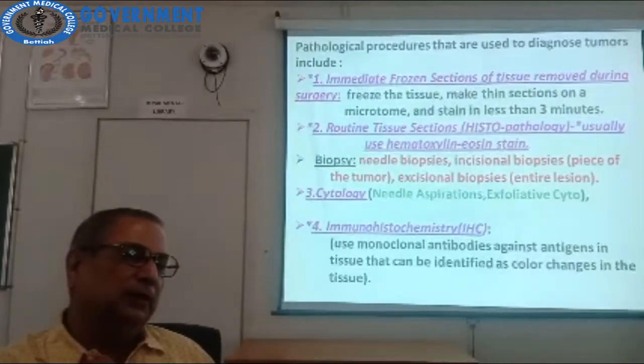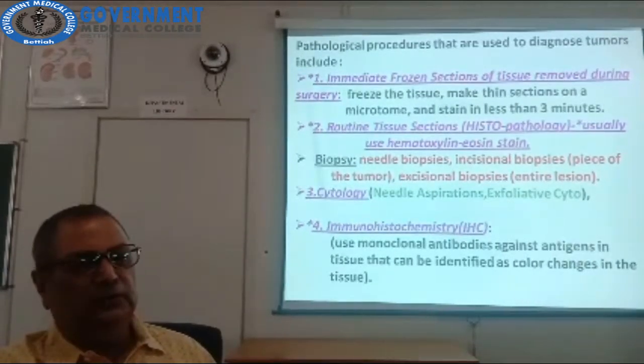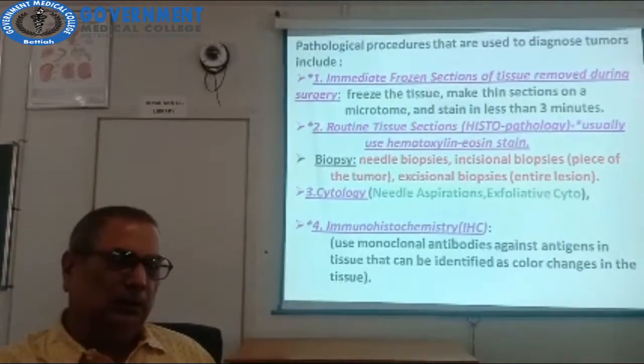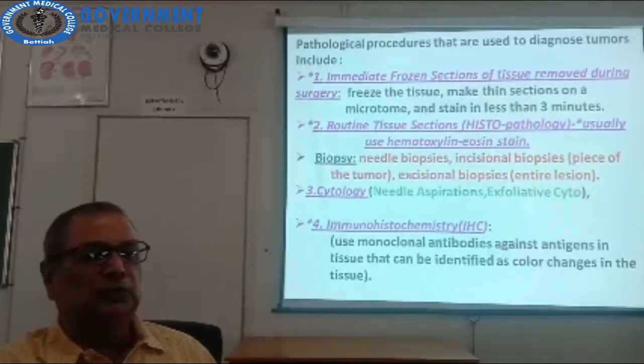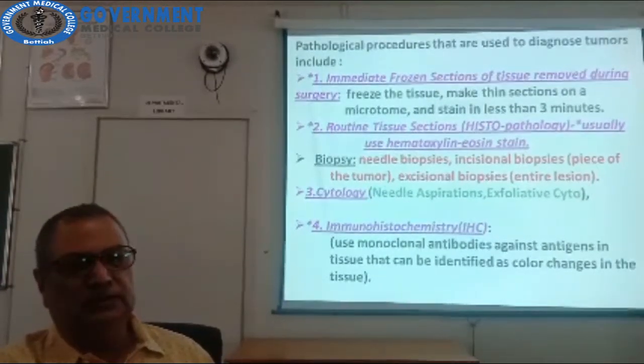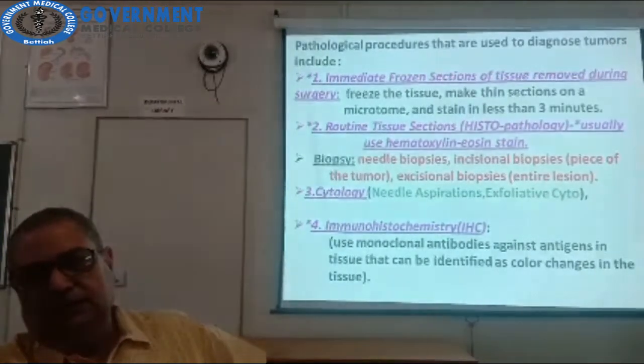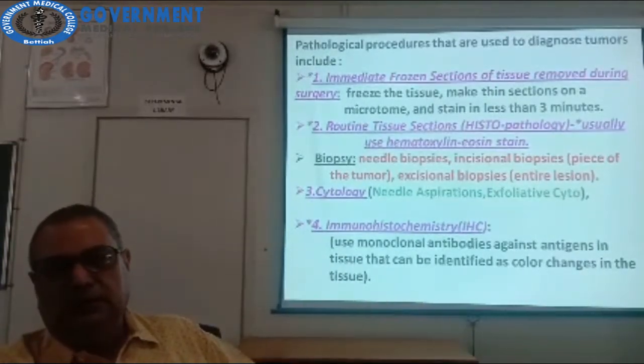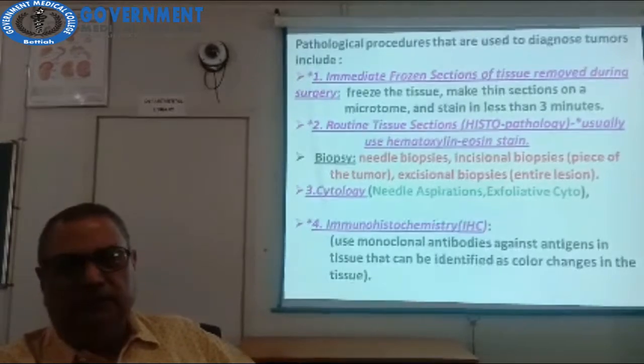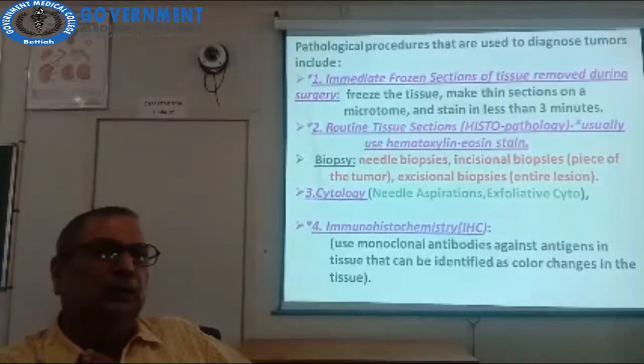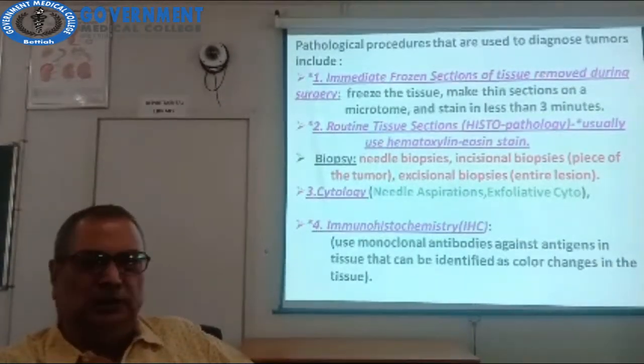For carbohydrate it is the PAS stain. For collagen it is Masson's trichrome. For reticulin it is silver nitrate stain. So these are the various stains of the biopsy specimen. Routinely, hematoxylin eosin stain is done.